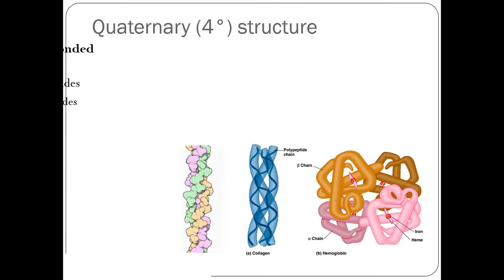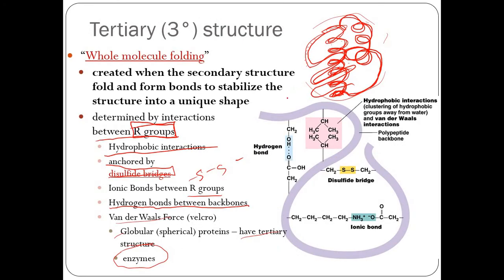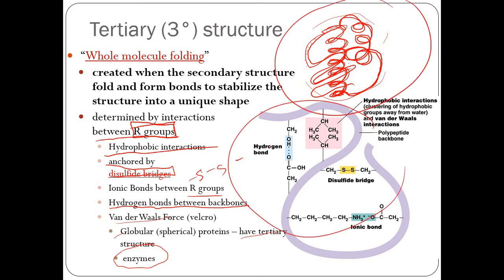Okay, so quaternary is two or more tertiary folded peptide subunits bonded together to make a functional protein. So after this tertiary, you have this tertiary. Again, in tertiary there is hydrogen bonding. This is from the side chain, from the serine side chain, and from the carboxylic acid side chain. And then we have disulfide bridges, then we have ionic bonds. Okay, so that's included in the tertiary structure. So that's an additional interaction between the side chains.